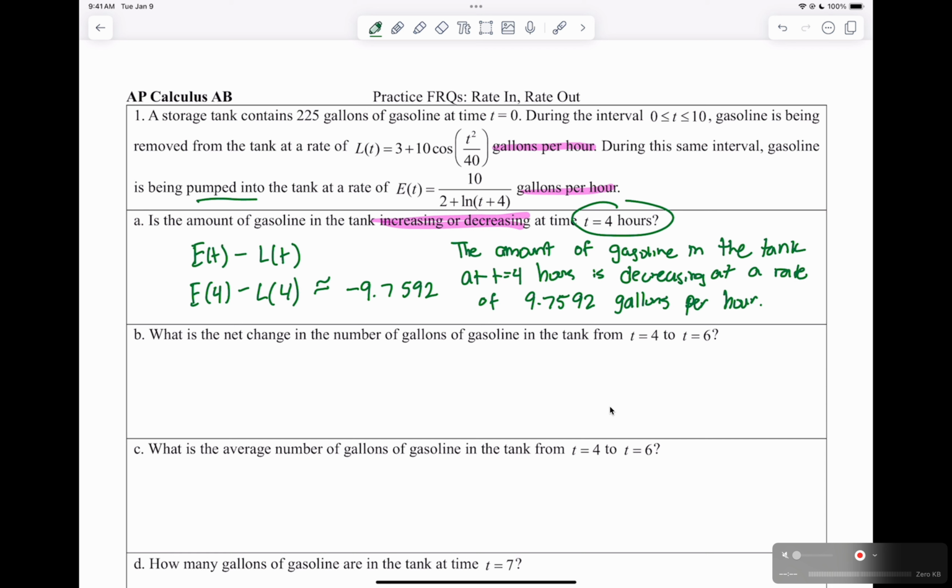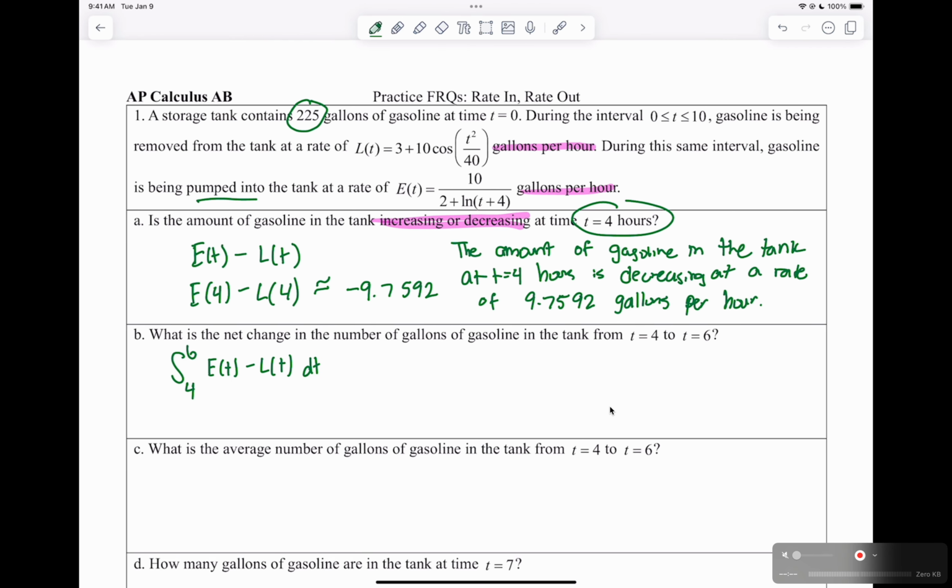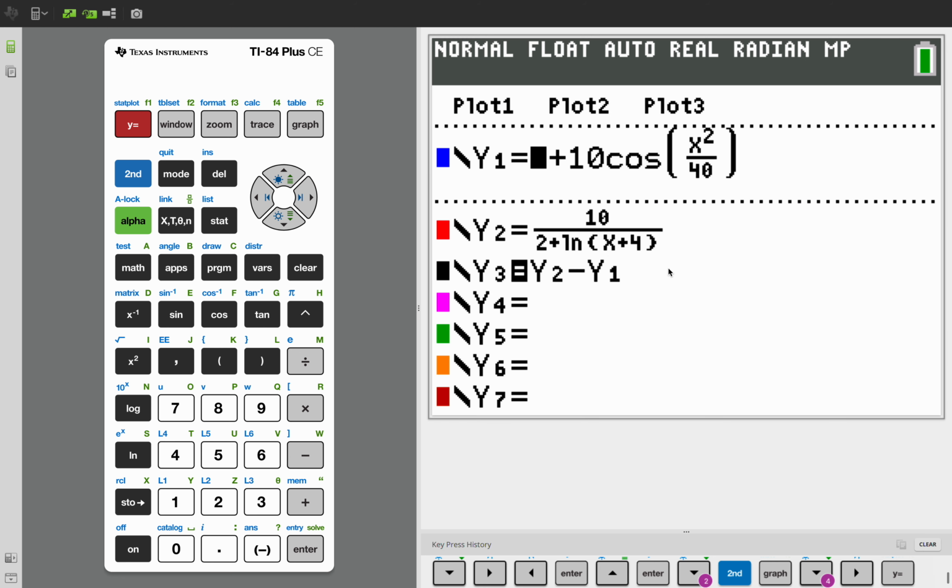Part B is saying what is the net change in the number of gallons of gasoline in the tank from 4 to 6. So essentially, this is just asking you from 4 to 6, how much is added or how much is subtracted from your original 225. And essentially, your net change is going to be the integral from 4 to 6 of E of t minus L of t dt.